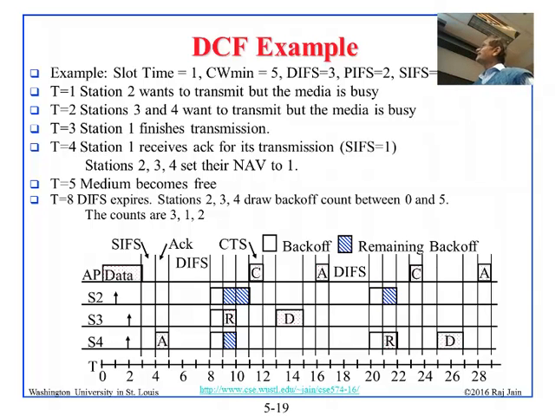So here's an example. Slot time is 1. CW min is 5. DIFS is 3, SIFS is 2, and so on. This is just an example, and of course, in the exam, I will change the numbers and you have to work it out. So at t equal to 1, station 2 wants to transmit, but the medium is busy because the access point is sending out something.